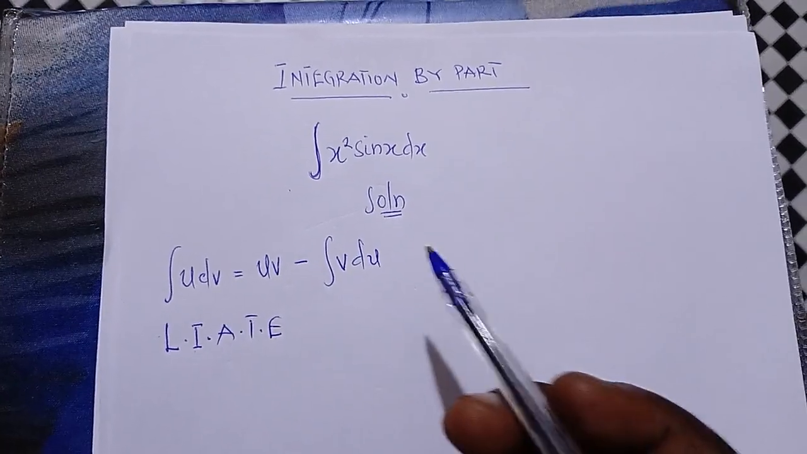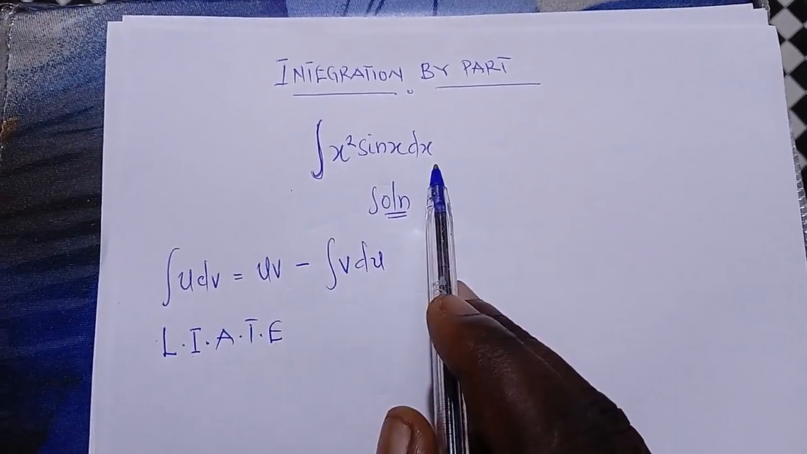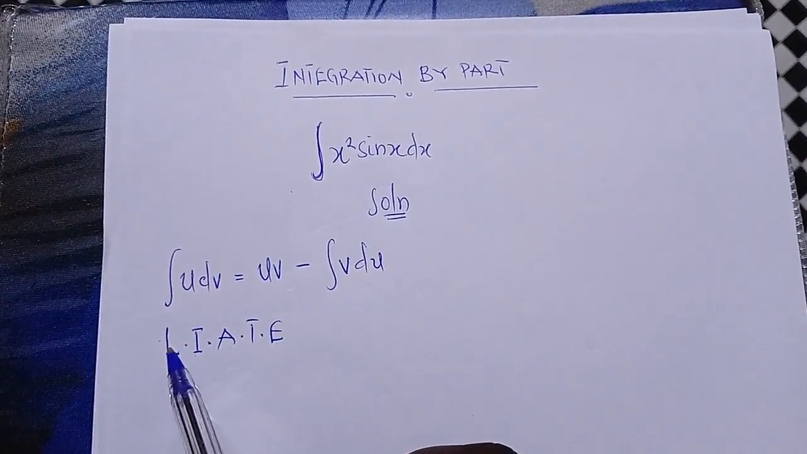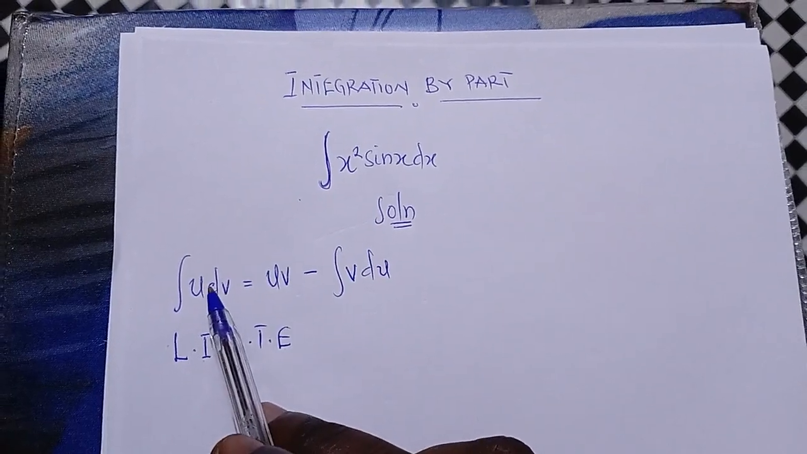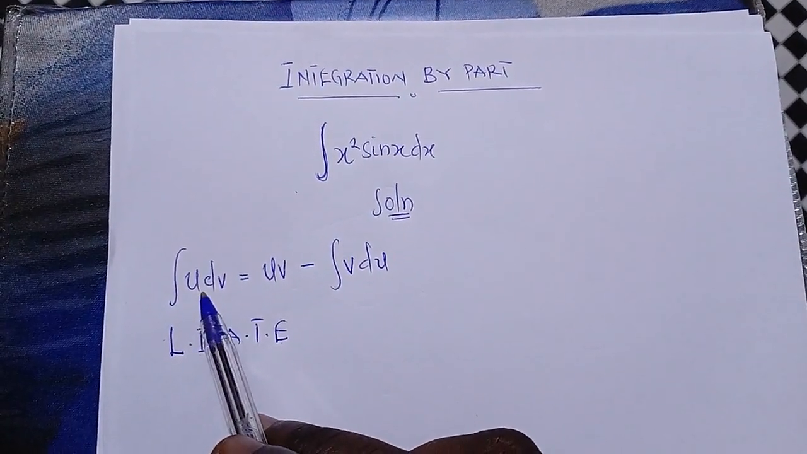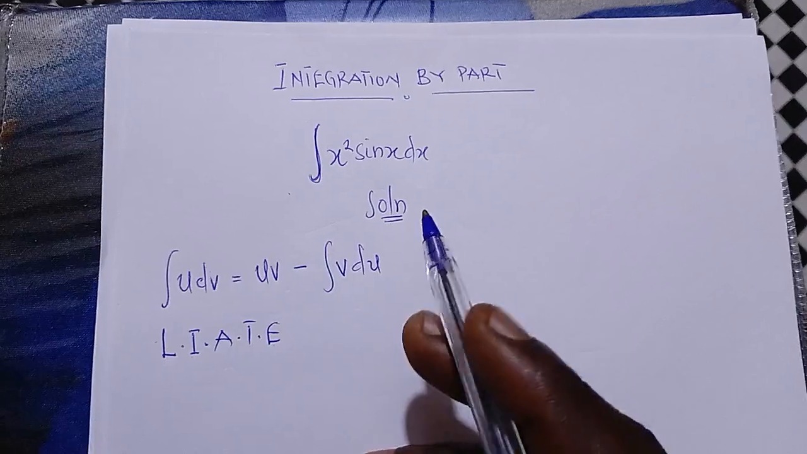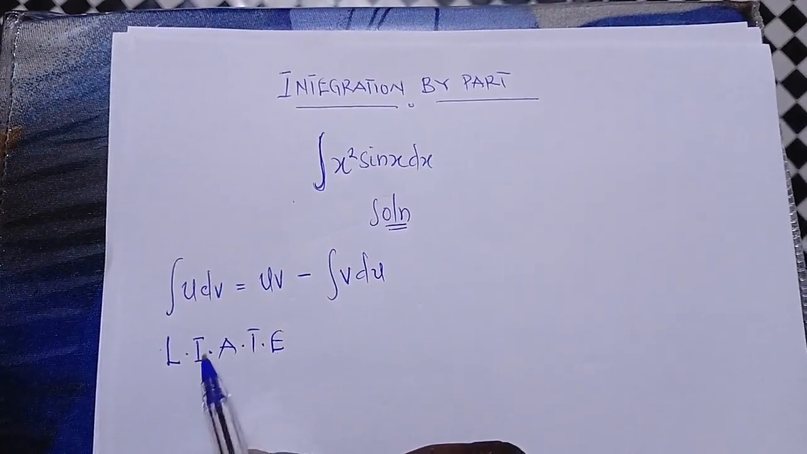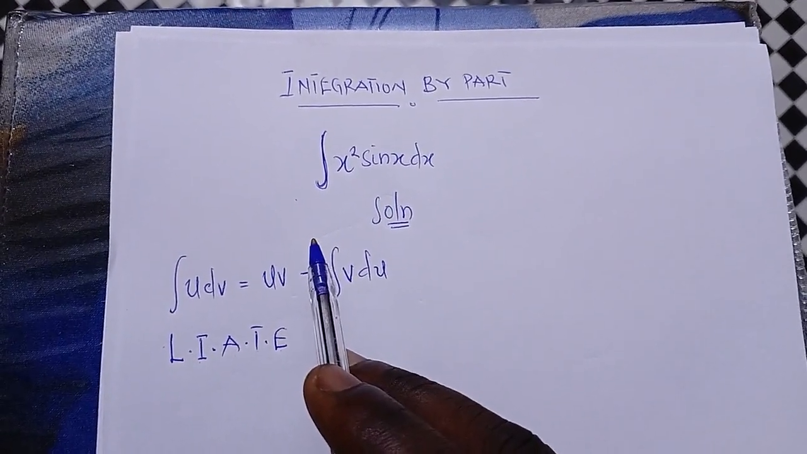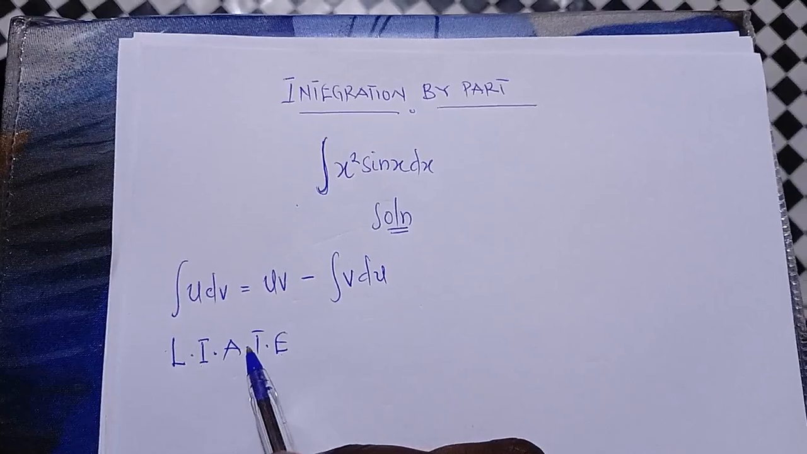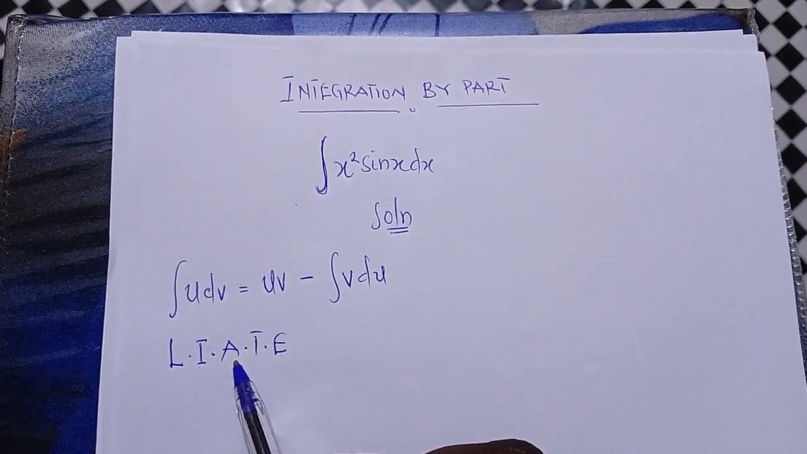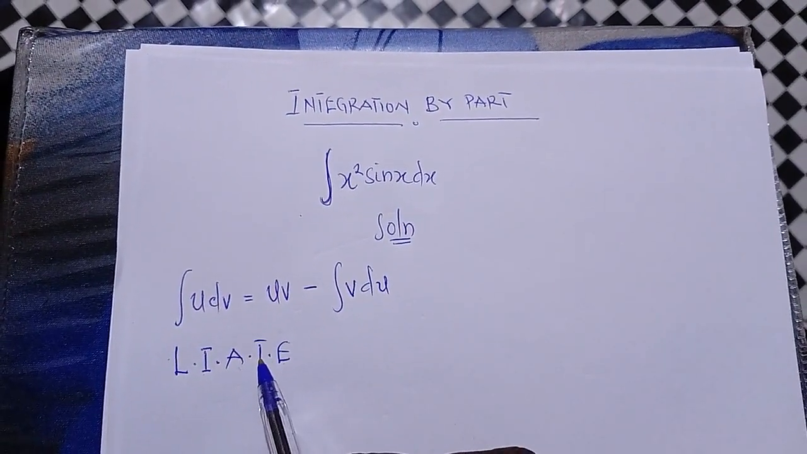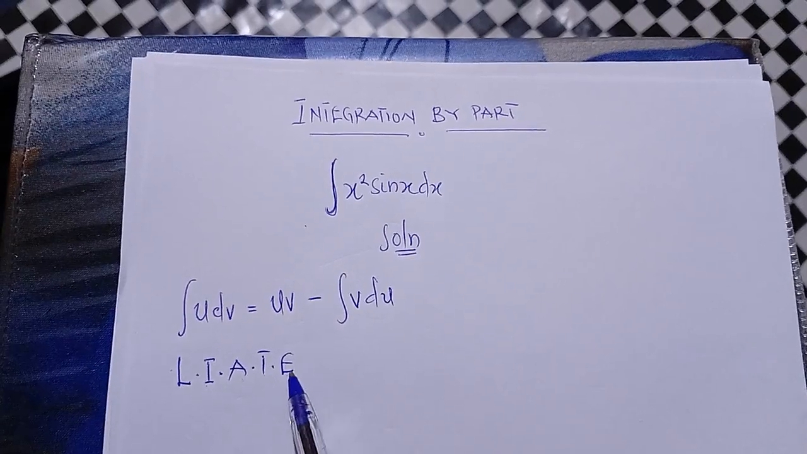We are going to scan through the question, the problem being given, to see if there is a logarithm. If there is a logarithm, then the logarithm should be equal to u, and the rest should be equal to dv. If there is no logarithm, then we move on to inverse trig. If there is, you do that. If there is no inverse trig, then you move on to algebra. If there is no algebra, you move on to trig. If there is no trig, you move on to exponential.